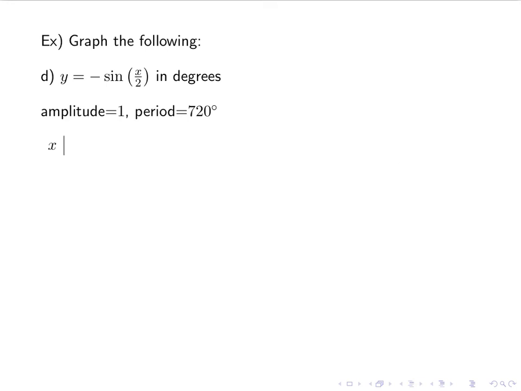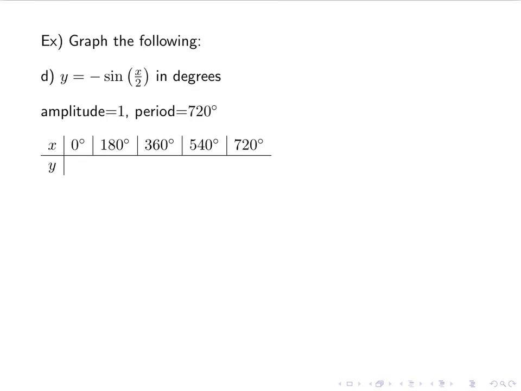So we'll start with our x's. Again, we start at 0, and then I'm going to take 1/4 of 720, and that's going to be 180. And then I add another 180, and that number is half of my period. Then I add another 180, and that's 3/4 of my period. Add another 180, and that's my period.